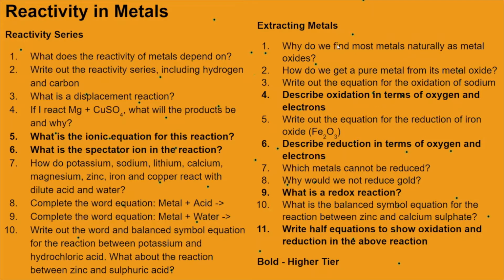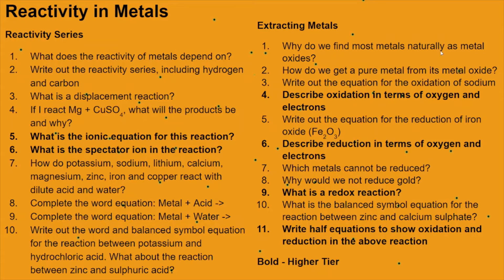Before we get started on the extracting metals questions, we've got some spread out higher tier bits. Anything ionic or half equations, explaining oxidation and reduction in terms of gains and loss of electrons is higher tier, but in terms of oxygen it is not higher tier, and redox reactions are higher tier as well. So we find metals naturally as metal oxides simply because they've reacted with the oxygen in the air.